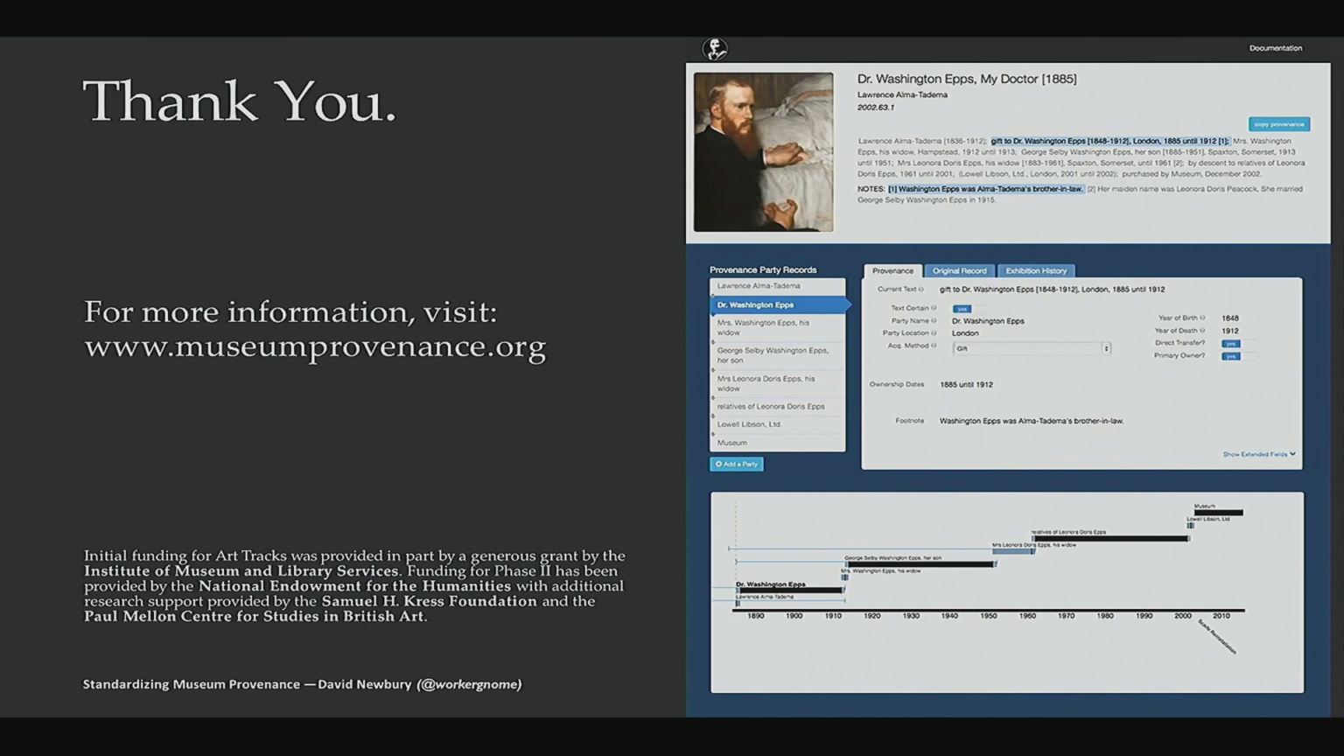We're currently operating under a wonderful NEH grant, and along with additional support from CREST to do a research project around Nazi-era provenance, and the Paul Mellon Center for British Art to build out this Northbrook catalog.